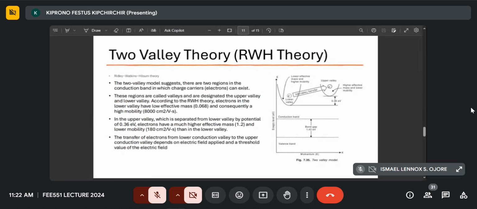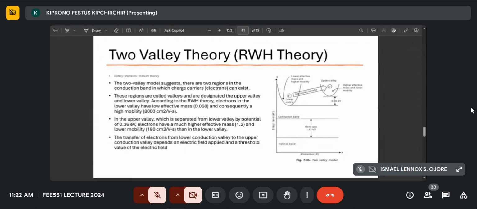The upper valley is separated from the lower valley by a potential of 0.36 electron volts. This is the energy that needs to be overcome for an electron to move from the lower valley to the upper valley. The electrons there have a much higher effective mass, 1.2, compared to the 0.068 in the lower valley.